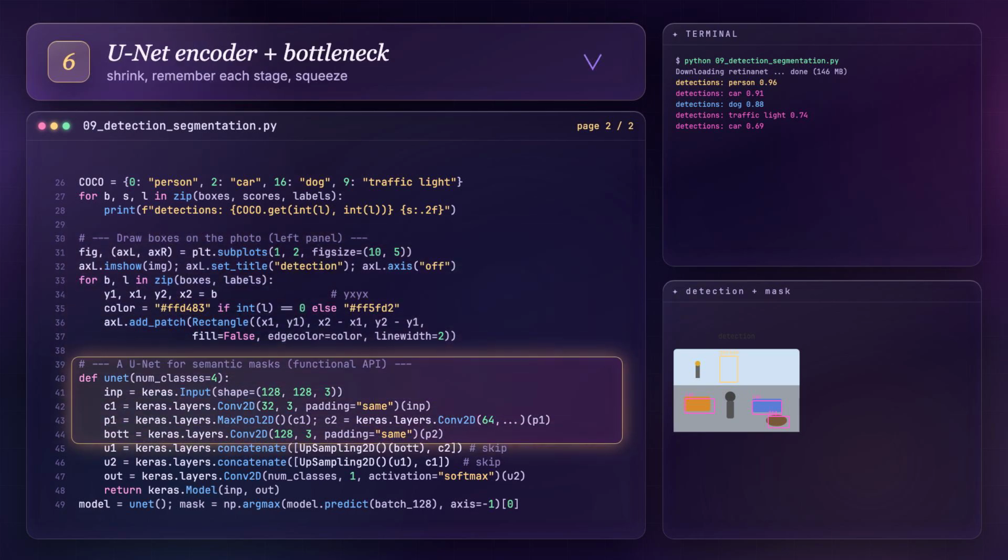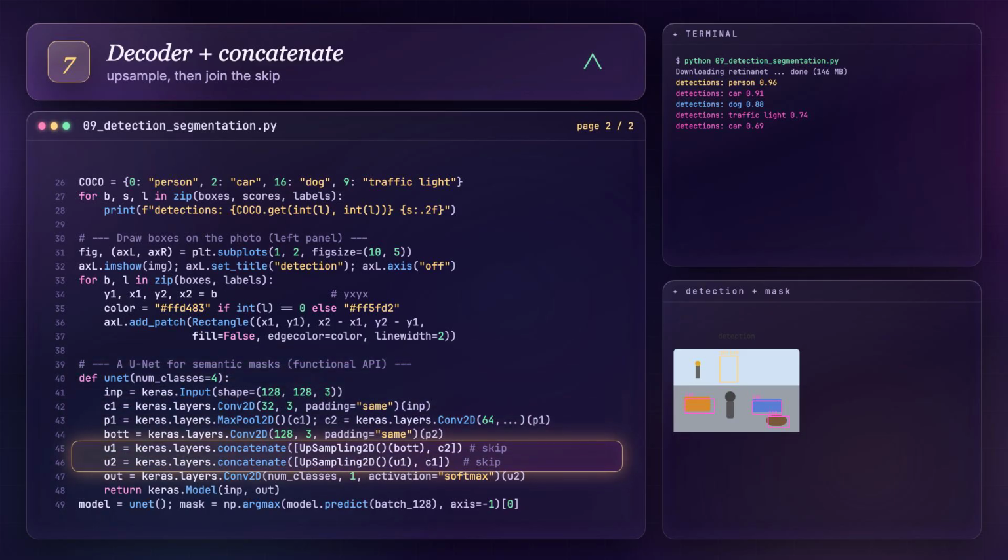Page 2, segmentation. We build UNet with the functional API. The encoder is 2 conv plus pool blocks that shrink the image, and remember each stage's feature map. Notice we keep C1 and C2. Those are the skip tensors we'll hand back later. And the bottleneck is the squeezed middle, the densest summary.